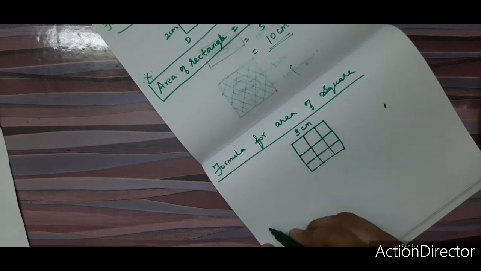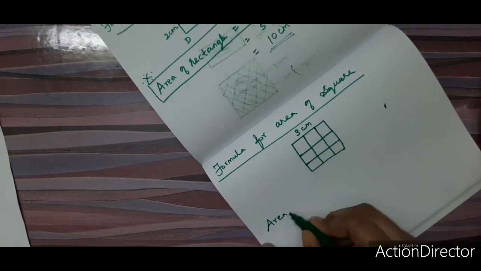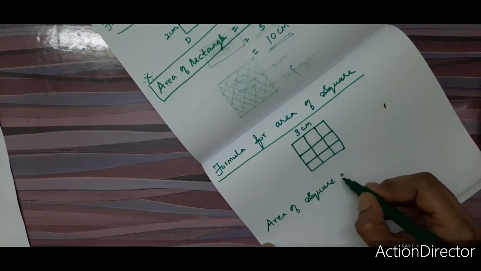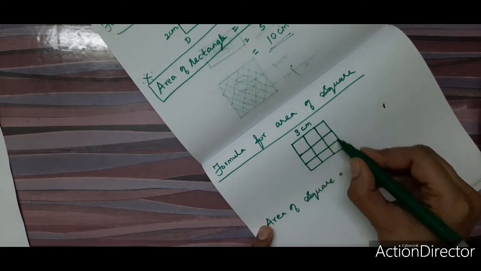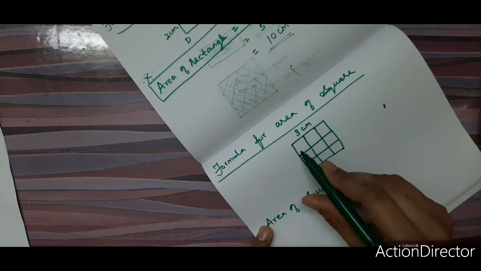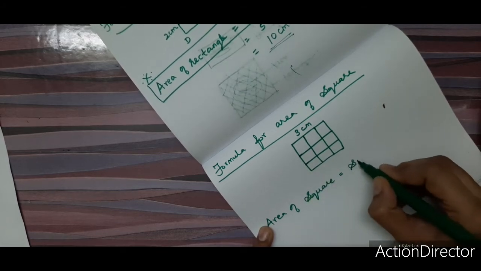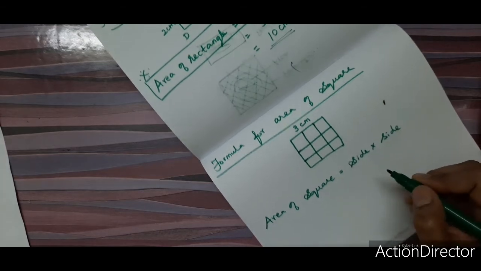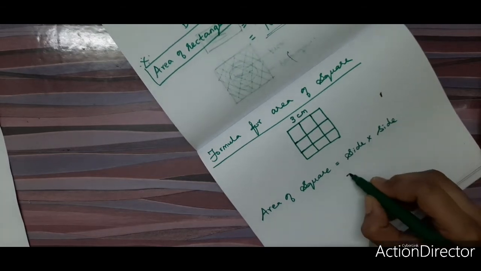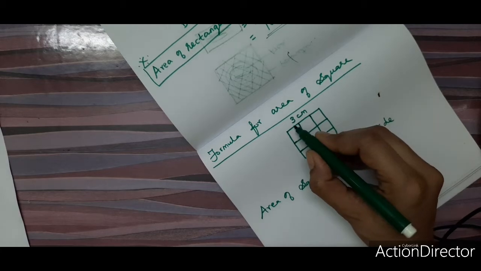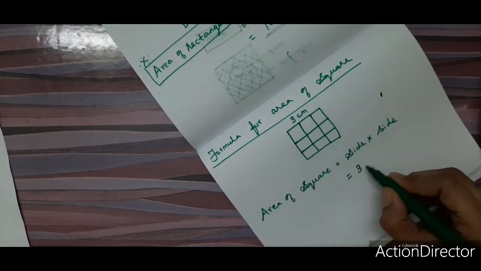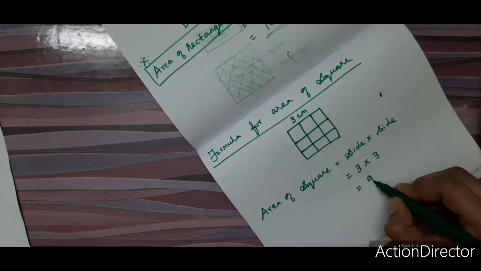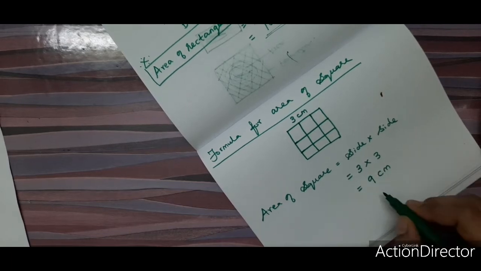Okay. So now the formula for area of square. This is one side, this is one side, this is one side and this is one side. So side into side. So area of a square formula is side into side. So what is the value for one side? 3. Another side also 3. 3 3s are 9. So totally 9 centimeters.